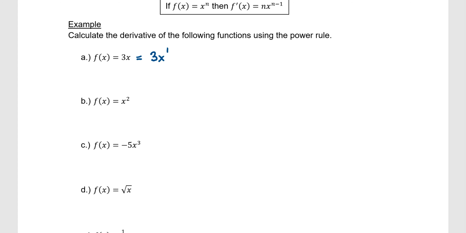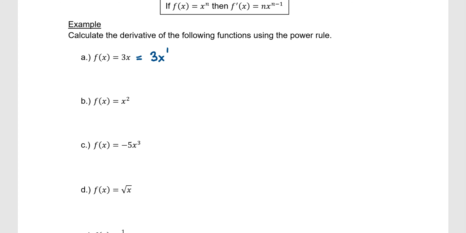Next one, we have f of x equals x squared. So for this one, we're going to calculate the derivative, f prime of x. And what we're going to do is take that exponent and bring it out front by multiplying it. So it's going to become 2x. We're going to subtract 1 from the exponent, so 2 minus 1 is the new exponent. And that's going to end up giving us f prime of x equals 2x to the first, which is just 2x. So the derivative of f of x equals x squared is just 2x. A couple more here.